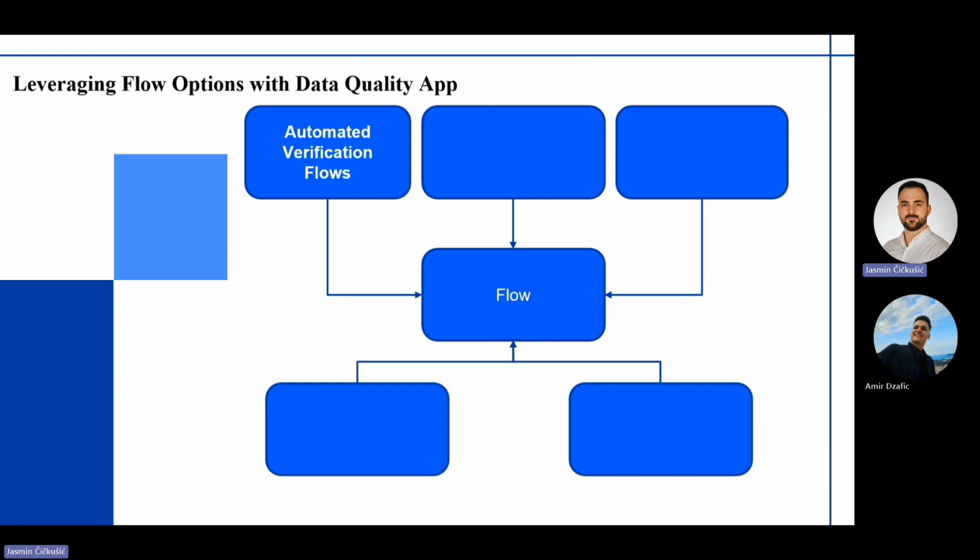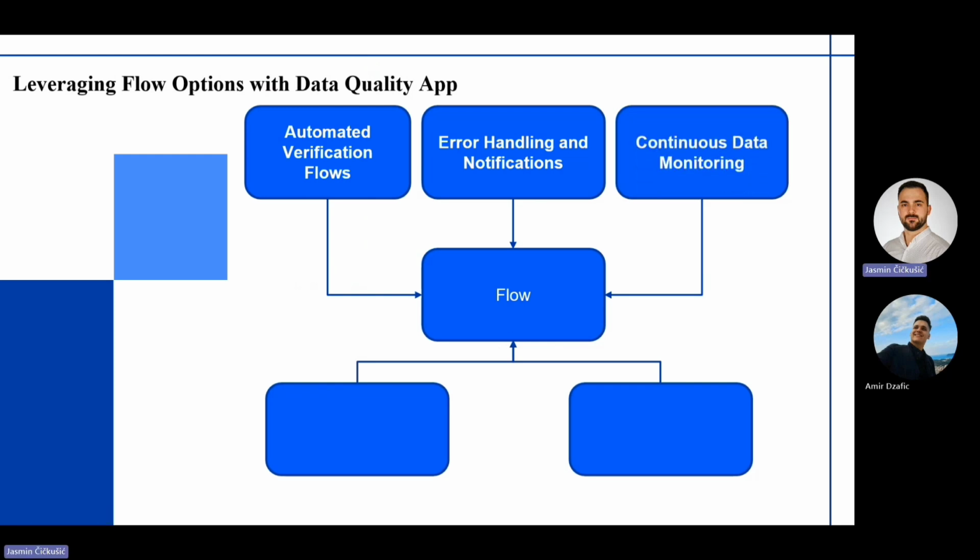So one of the ways you can leverage the Flow options is using automated verification flows. You can create automated workflows that trigger verification processes whenever new data is entered or updated in your system. It helps you with error handling and notification. So you can set up flows to handle errors detected by the data quality app. If an email address fails verification, you can set up an automated notification to be sent to the responsible team to correct the entry.